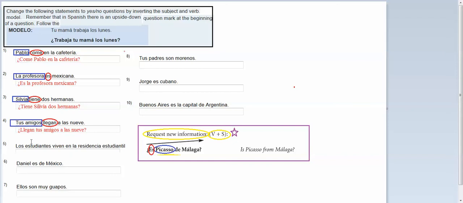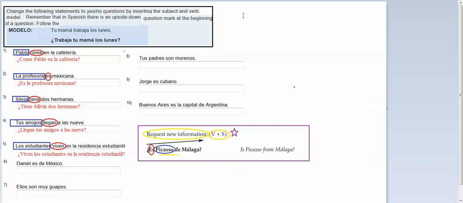So if I go down to the next one, los estudiantes viven a la residencia estudiantil. I'm going to pick my verb, viven, and then my subject is los estudiantes. Okay, and then I'm going to answer it. So to answer it, I'm going to first need my upside down question mark. I'm going to need my verb then, viven, then my subject, los estudiantes en la residencia estudiantil. Okay, and then I'm going to put my right side up question mark.